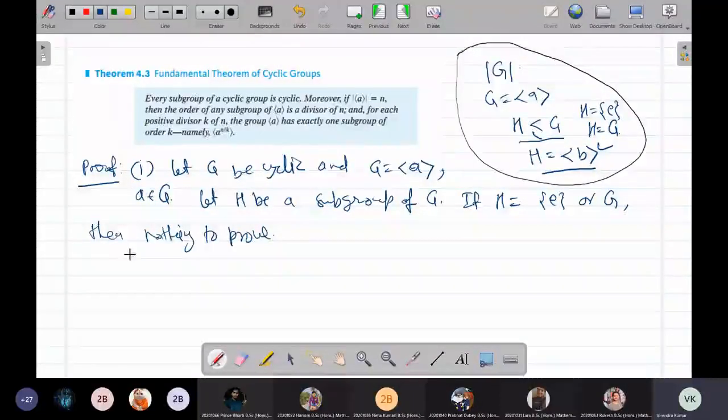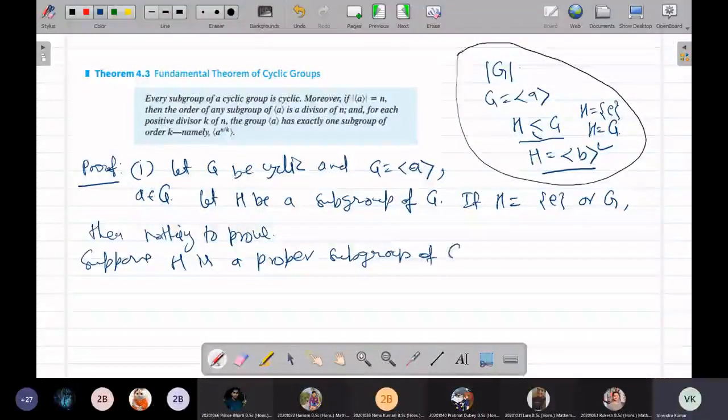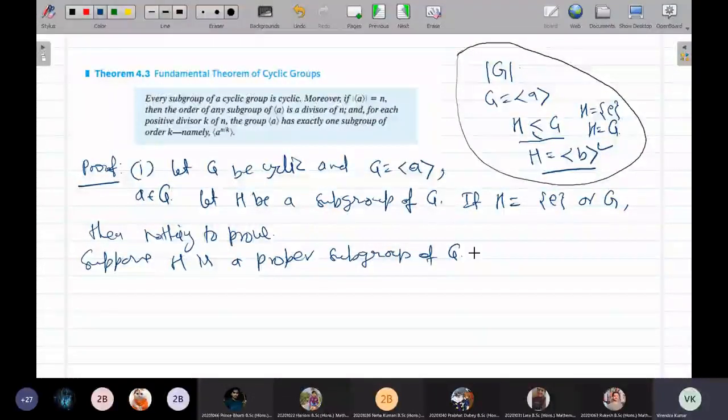Fine. Suppose H is a proper subgroup of G. Okay. We are assuming that H is a proper subgroup of G. And now we will claim that H is cyclic. Of course, we need not prove that H is a subgroup, but we need to prove that H should be cyclic in that case. Okay, fine.